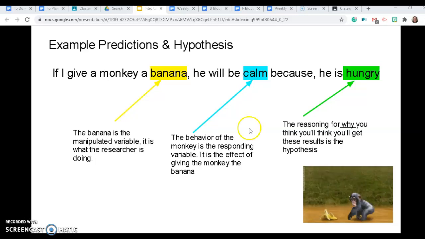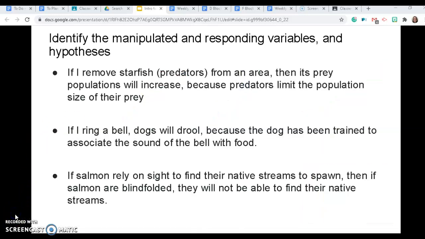And then my because statement is why I think this will happen. If I think that the monkey is hungry, or hangry in this case, I need to include some reasoning. And this is really the hypothesis part, that general statement about nature. So here I have some more hypotheses. We'll do one or two examples together, and then in the Edpuzzle video, some questions will pop up. I'm going to have you identify the independent or manipulated variable, responding variable, and the hypothesis.